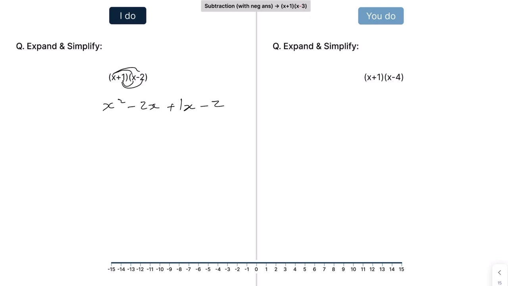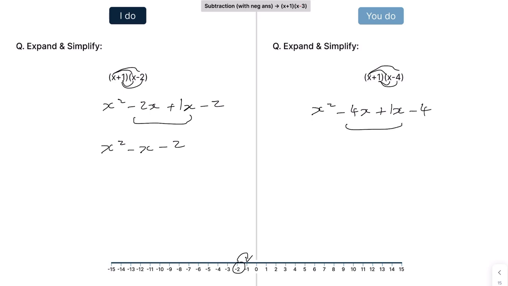So now we're starting on minus 2, so looking at these two like terms, and we're adding 1, so that then becomes x squared minus x minus 2. Now moving over to the right, press pause and have a go. So that's going to be x times x, which is x squared. Then it's going to be minus 4x, and then plus 1x, and then a minus 4.